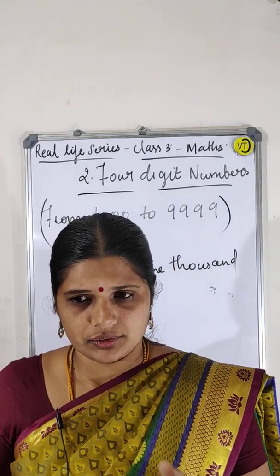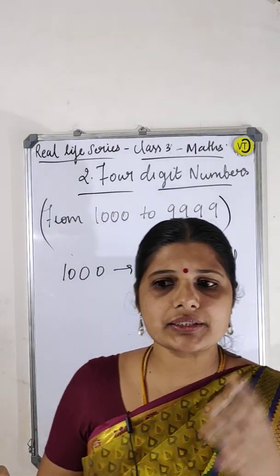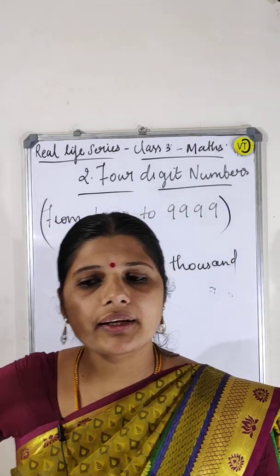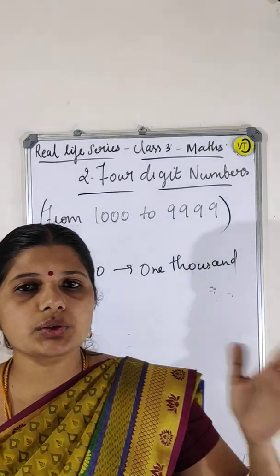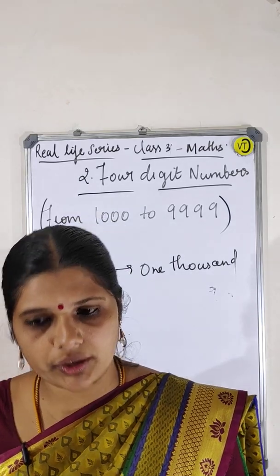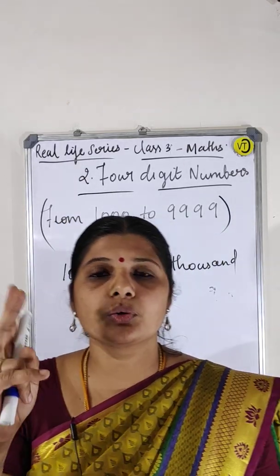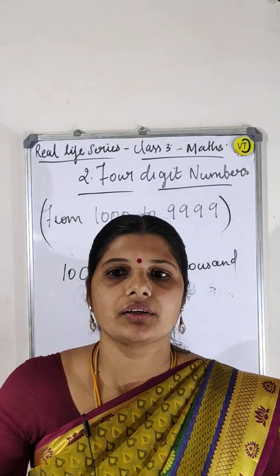1099 plus 1, 1100. 1100 plus 1, 1101. 1200 plus 1, 1201. 1999 plus 1, 2000. Okay.